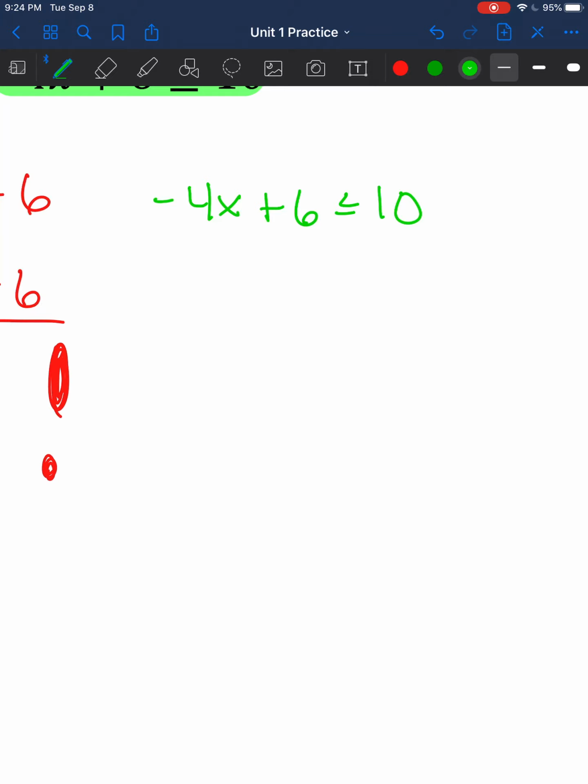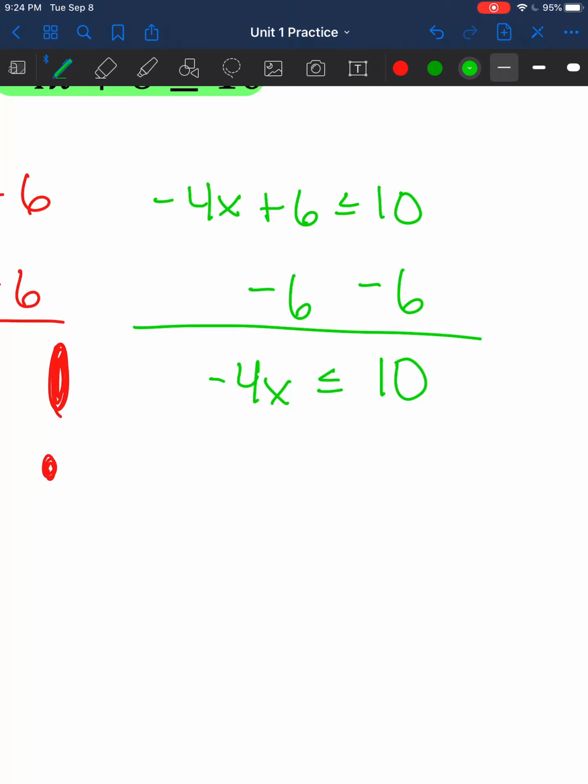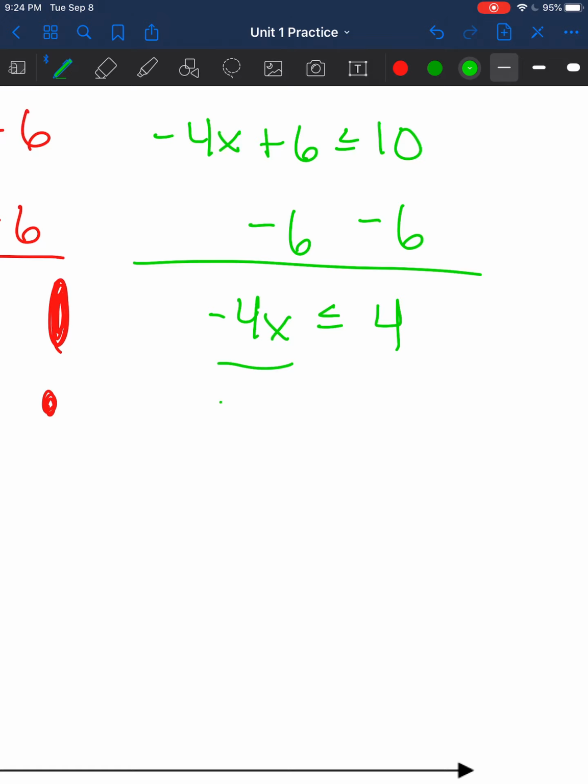Let's go over here on the right. I'm going to follow the same steps. First, I'm going to take away 6. Whoops, that's 4. There we go. And then I'm going to divide by negative 4. Again, I'm dividing by a negative, so that means my inequality sign reverses direction. And then 4 divided by negative 4 is negative 1.